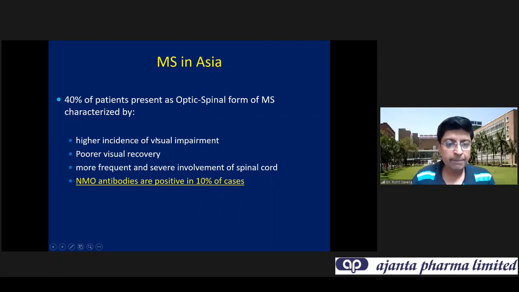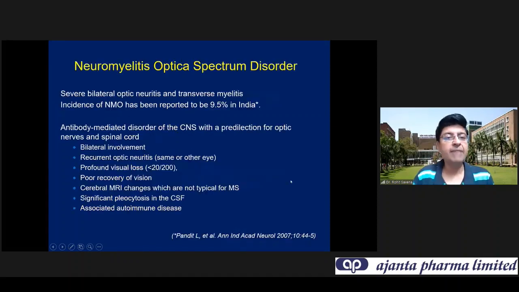And these, because of the presence of NMO antibodies, are now termed as NMO. And it has been seen that almost 10% of patients presenting with optic neuritis, in some studies up to 20% in India, are NMO patients and not just typical demyelinating optic neuritis. So they form what we understand now as NMO or neuromyelitis optica spectrum disorders.